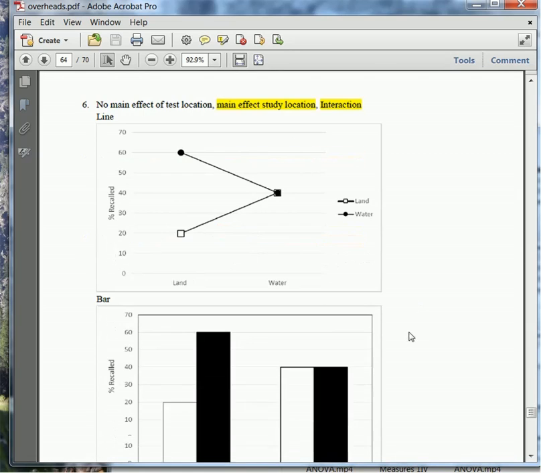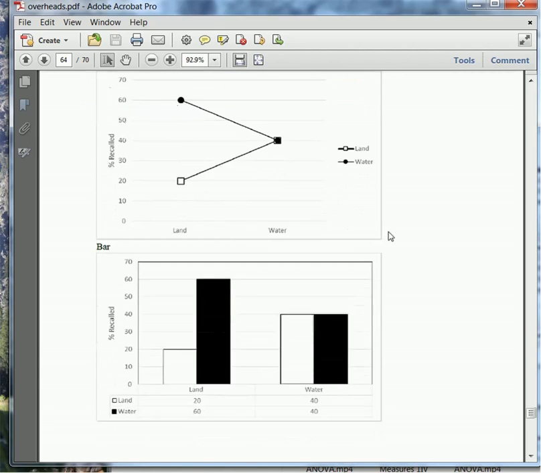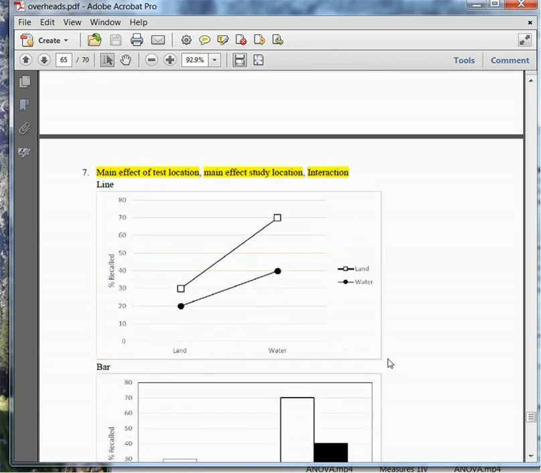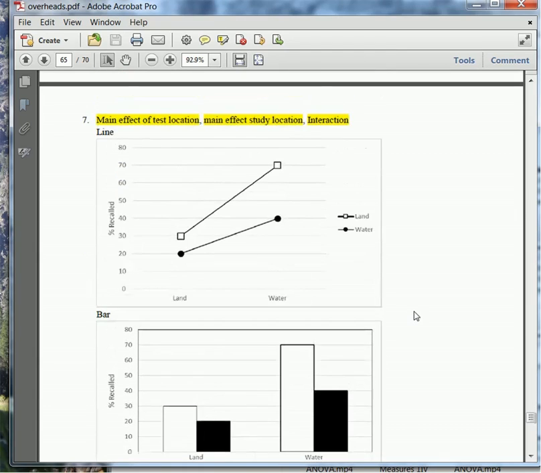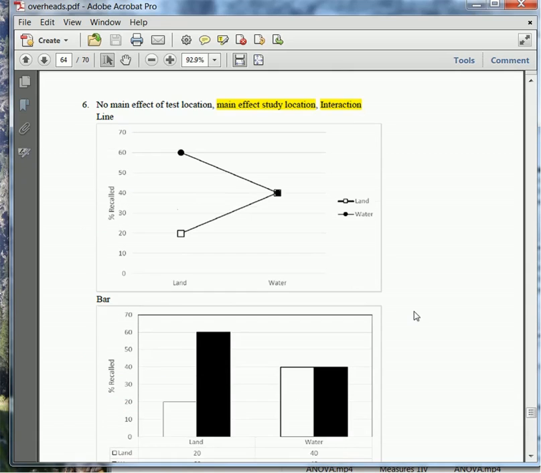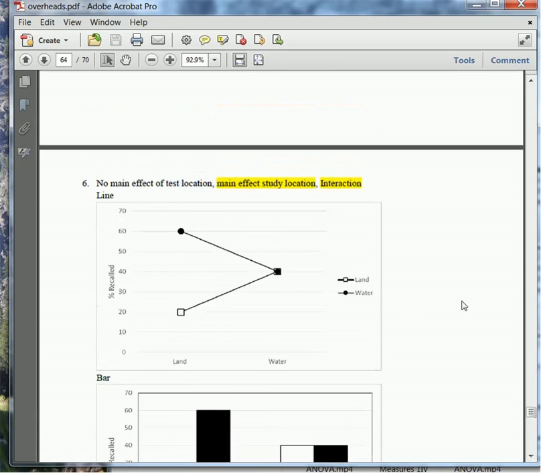Here's another example of a different kind of interaction. I call this the alligator interaction because it looks like a mouth of an alligator here, right? And the point of this is the interactions tell us that our IVs are combining together to produce a unique effect. And what you would have to do, if you had these kinds of things, is explore them in a way that's logical in your post-hoc test.